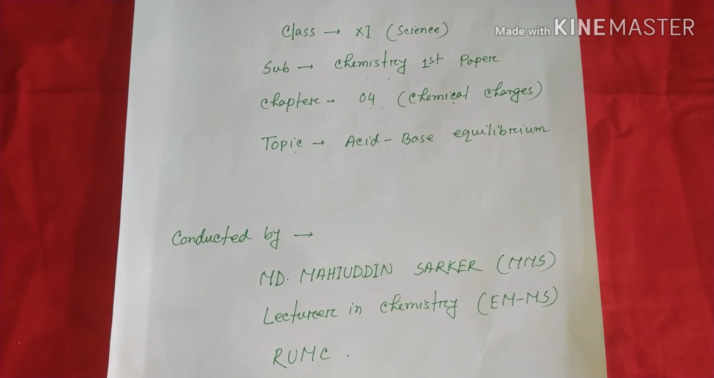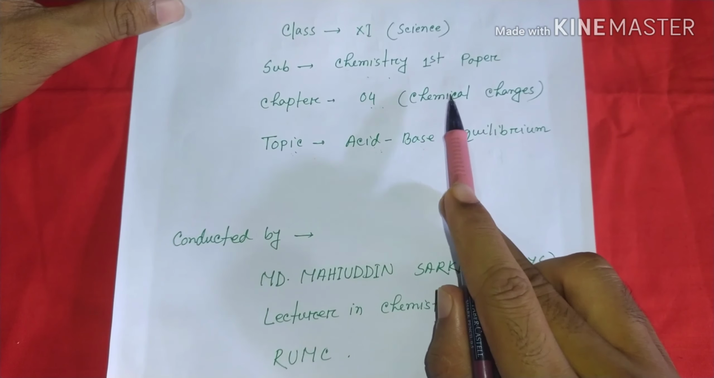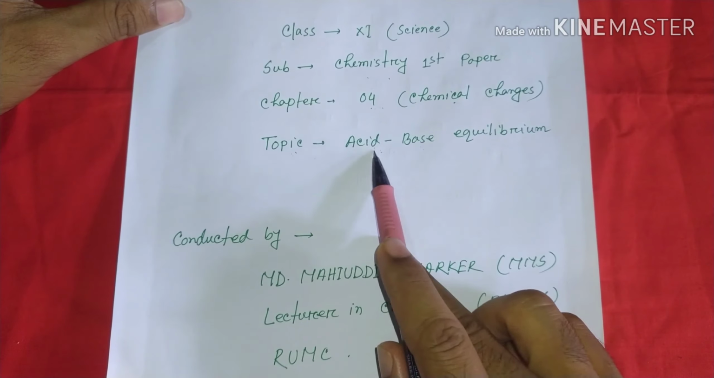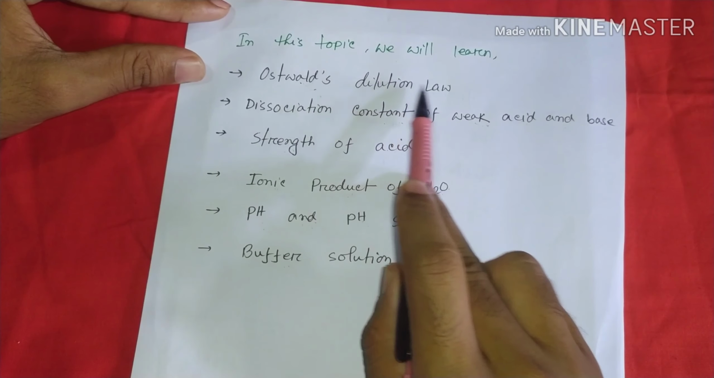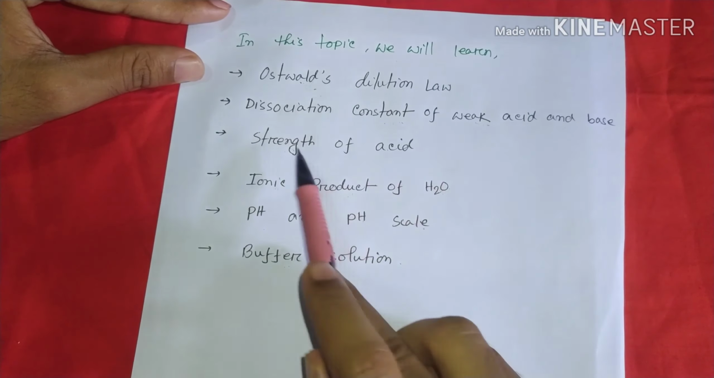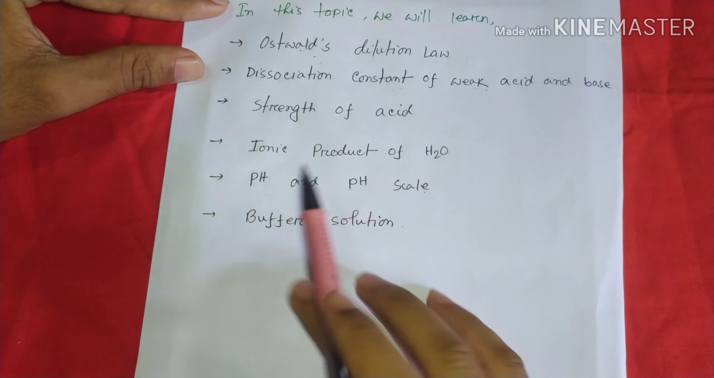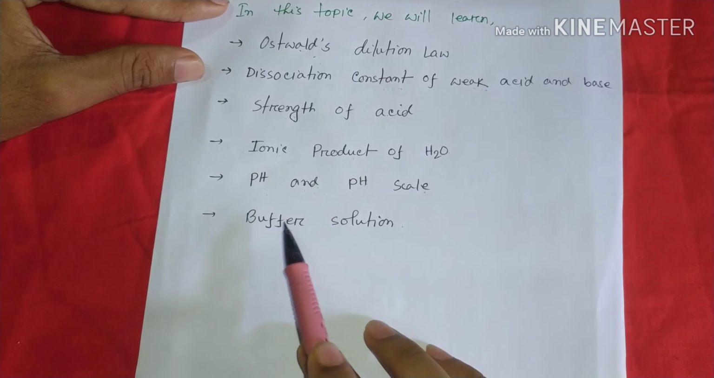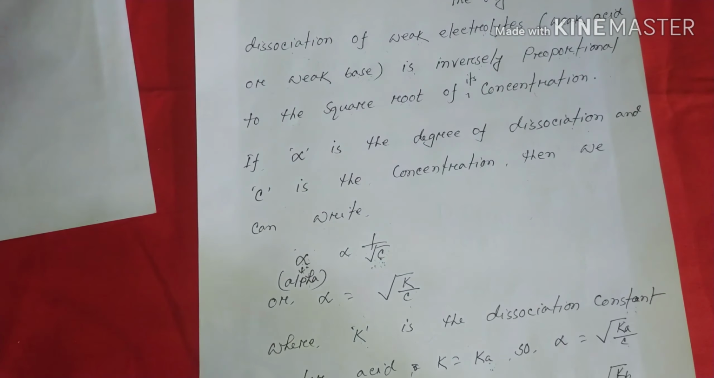Now I am going to discuss chemistry first paper, chapter 4, chemical change, topic acid-base equilibrium. In this topic we will learn Ostwald's dilution law, dissociation constant of weak acid and base, strength of acid, ionic product of water, pH and pH scale, and finally buffer solution. So let's start.